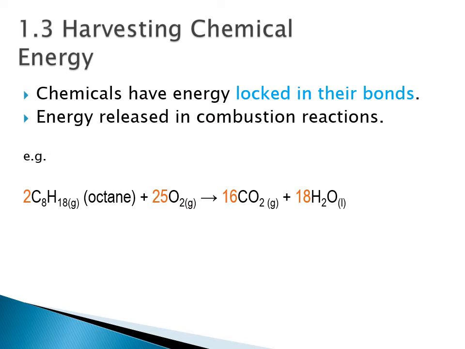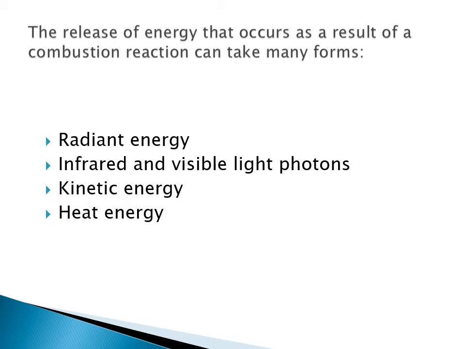So we understand chemicals have energy locked up in their bonds, and when this energy release happens in a combustion reaction, we get things like moving a car. In your work booklets, you're going to see this example of 2 moles of octane, and I'm going to go over a simplistic question first, and then we'll try to solve this one later. I also want to remind people, before we jump right into the example, that combustion reactions can take many forms, whether it's radiant energy, infrared and visible light photons, kinetic energy, or heat energy. These things can occur in a multitude of ways.